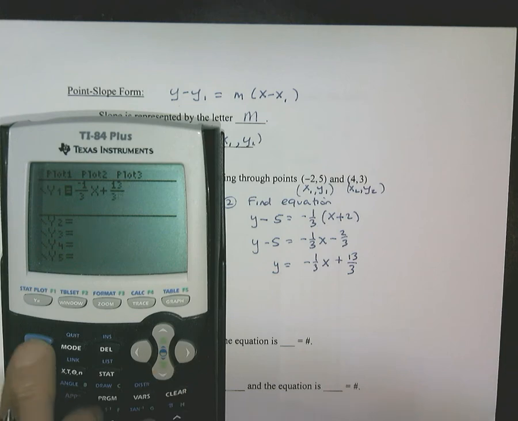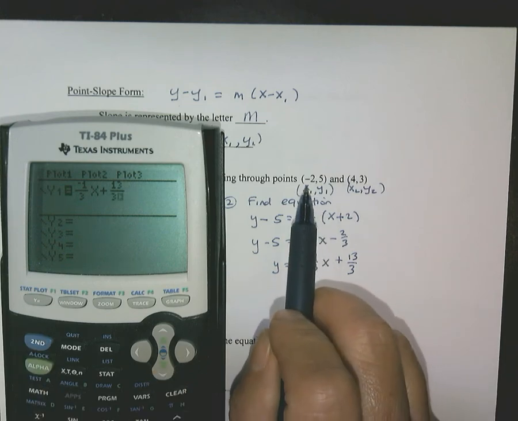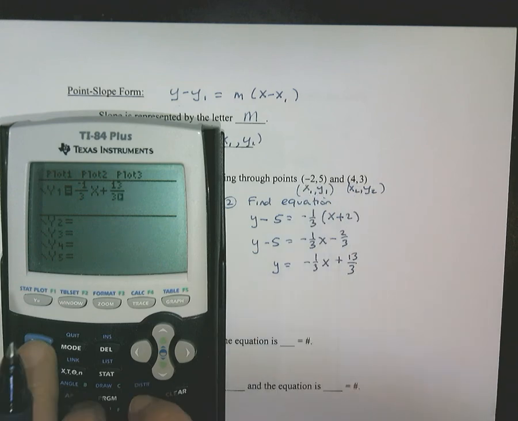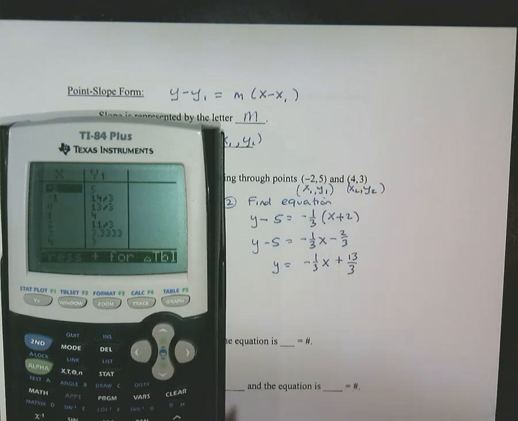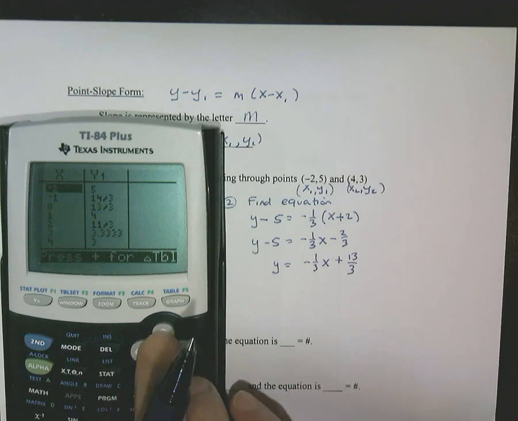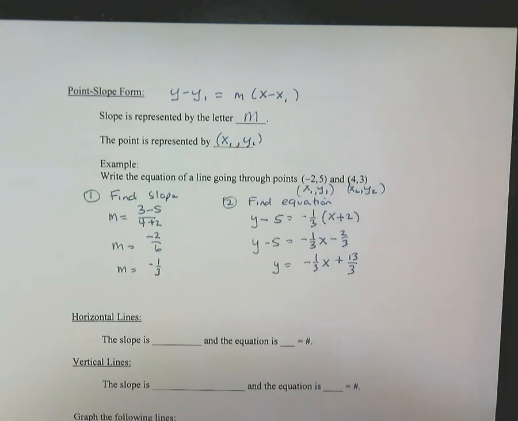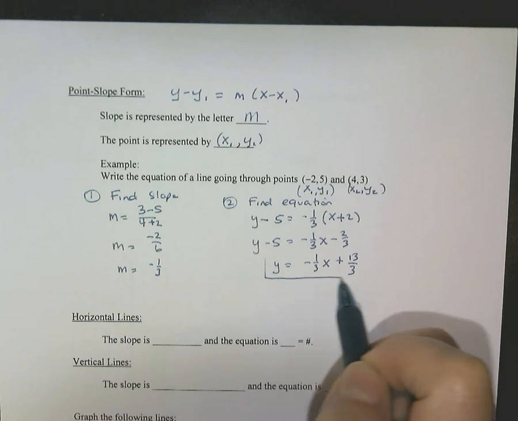And I'm going to go through my table of values. I want to see if this point here, negative 2, 5, is in the table, and I want to see if this point 4, 3 is in the table. So right there at the very top, negative 2, 5. And then down here at the very bottom, I have the point 4, 3. So now I know that that works.